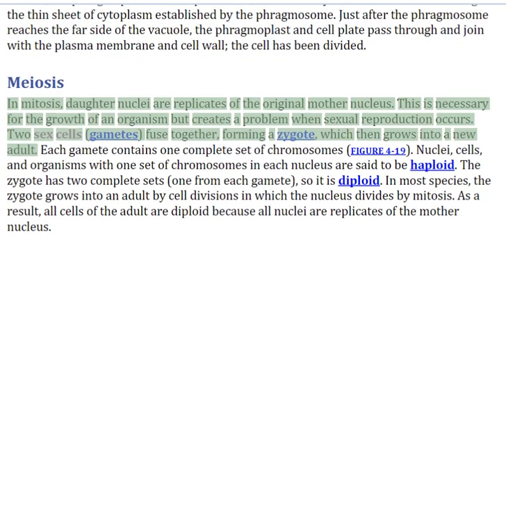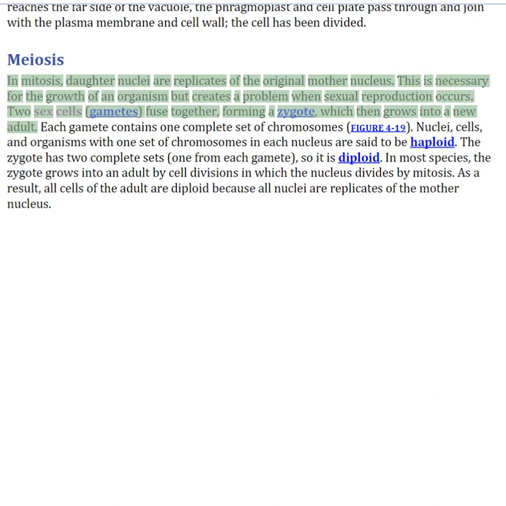Meiosis. In mitosis, daughter nuclei are replicates of the original mother nucleus.